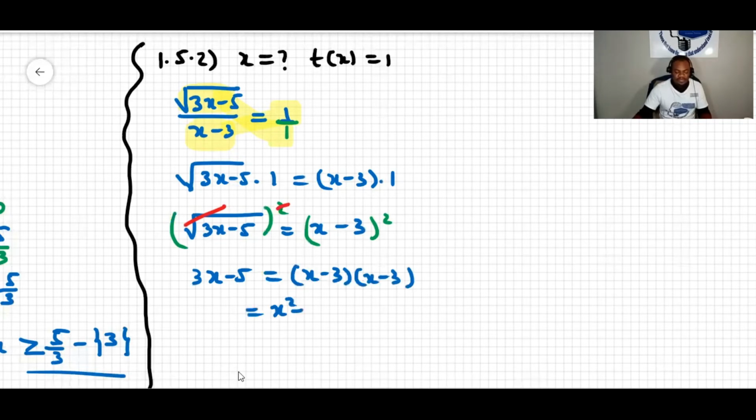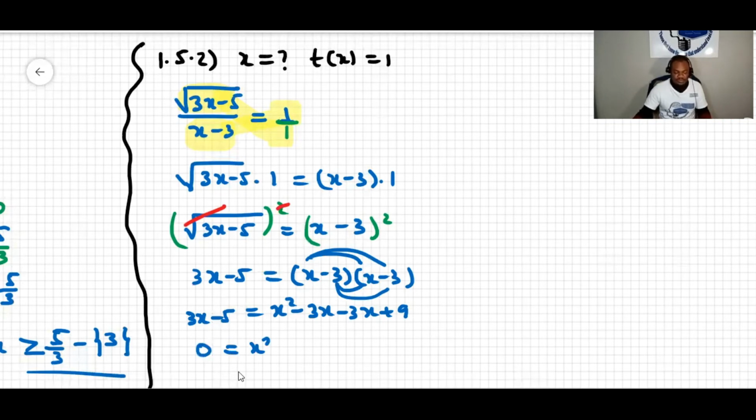x squared minus 3x plus 9. So x times x is x squared, x times negative 3 is negative 3x, negative 3 times x is negative 3x, negative 3 times negative 3 makes positive 9. So over here, we have 3x minus 5. Now we can move the left-hand side to the right-hand side, so we have 0 over here.